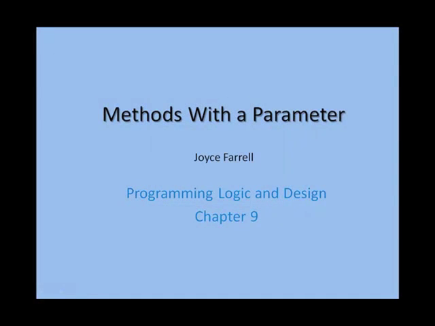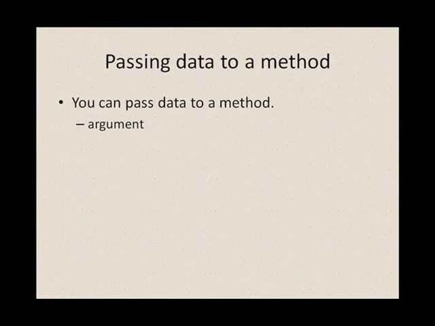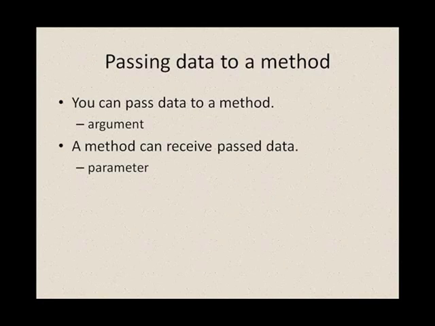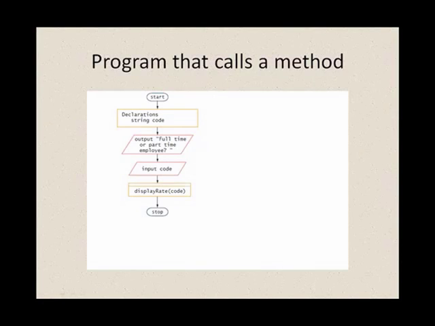I want to tell you about methods with a parameter. You can pass a data item to a method. When you do, it's called an argument. When the method receives the data item, it's called a parameter. Let's look at a short program that calls a method and passes an argument to it.